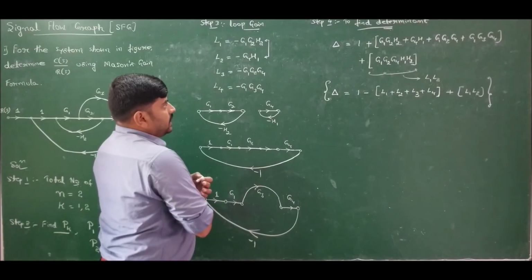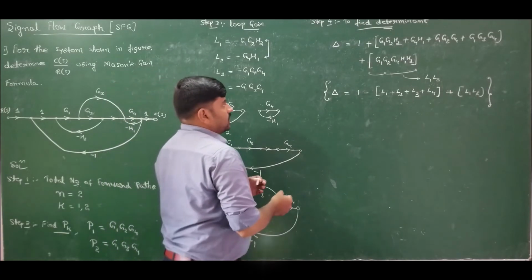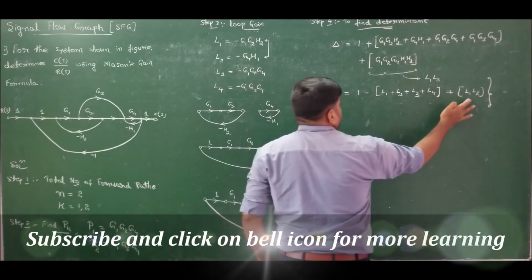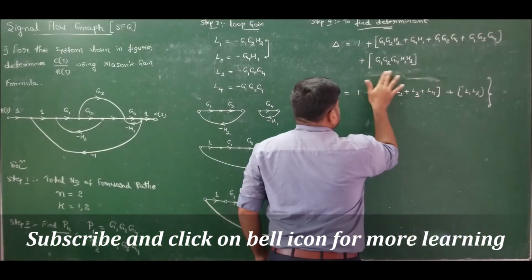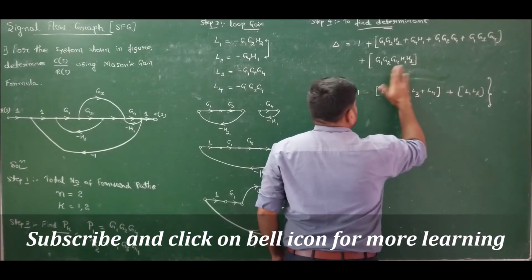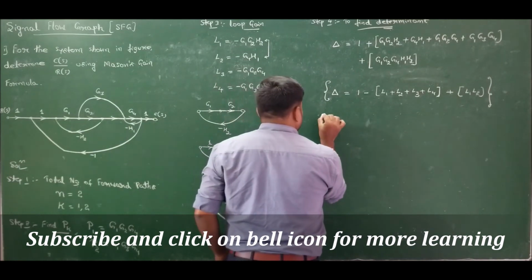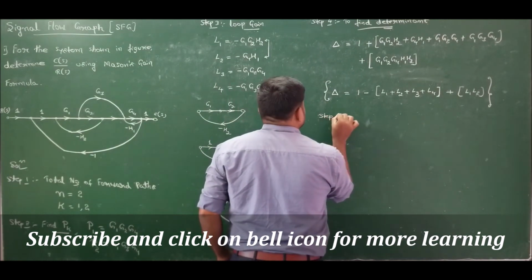So I wrote L1, L2, L3, L4. I took minus common, L1, L2. Done. Since I have written the formula properly, this extension is not required for you people. So now I can easily find the value of delta k. Now you go for step number 5.